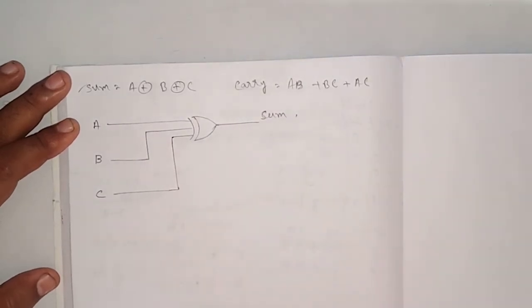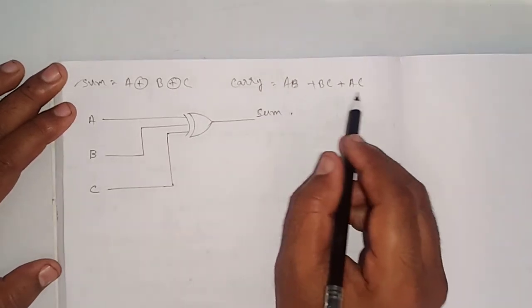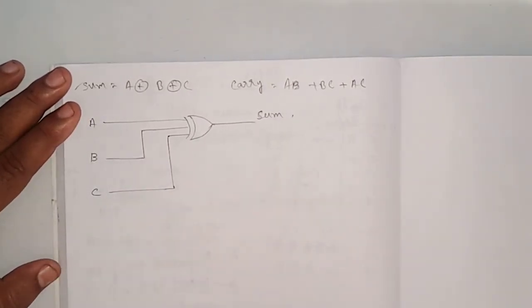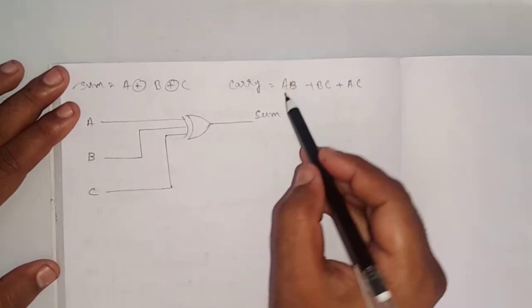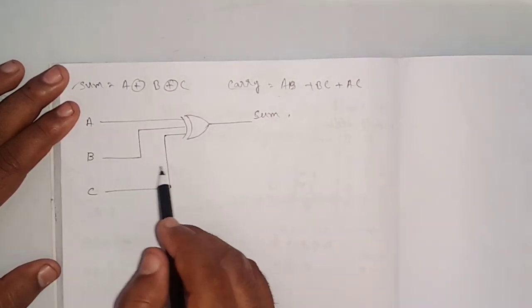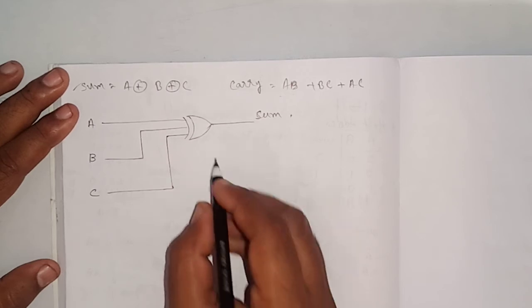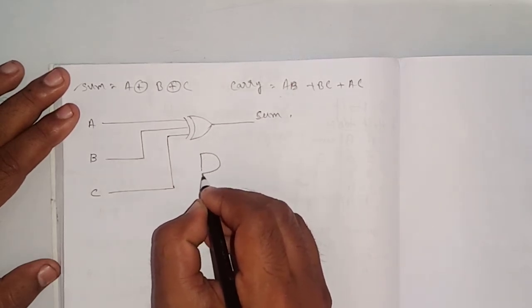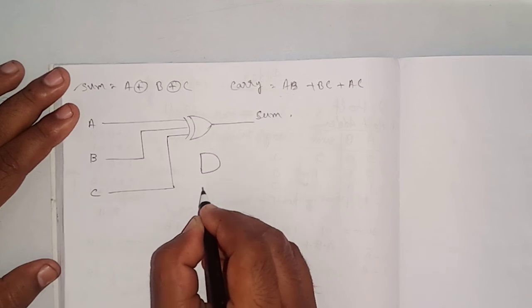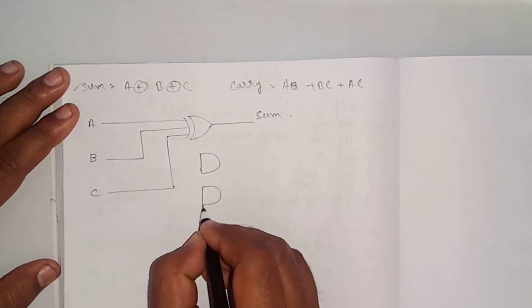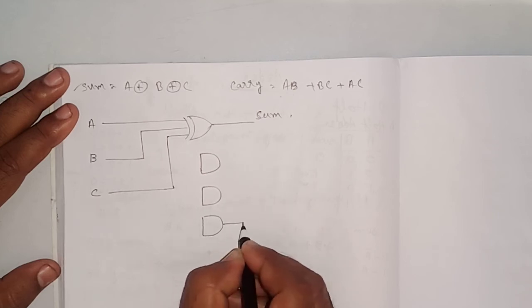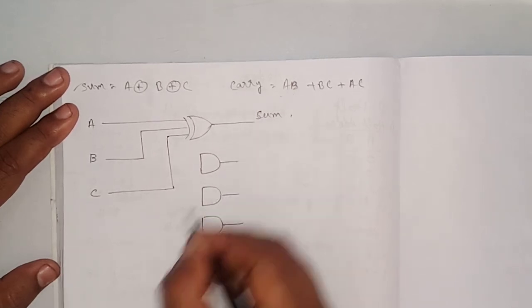Okay. Now time to draw this AB, BC and CA. So one by one we are drawing each and every. Suppose AB is first, it does not mean you need to do AB first. Okay. Here we are preparing 3 AND gates. 1, 2, 3 AND gates we are preparing.